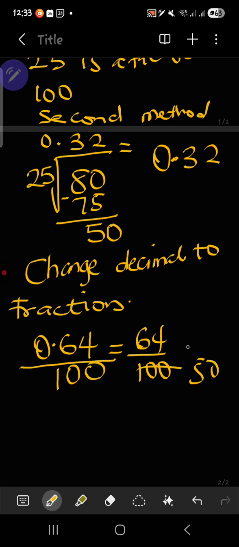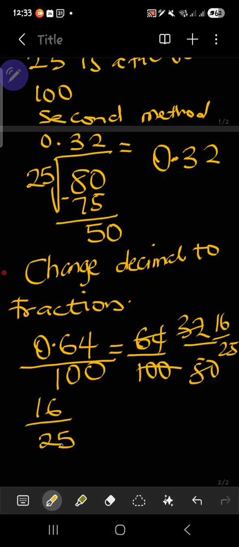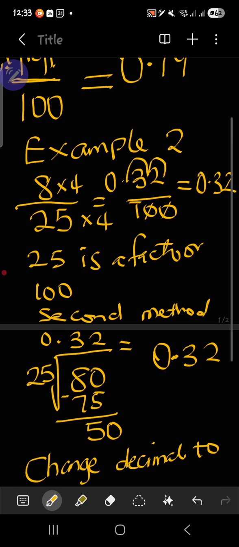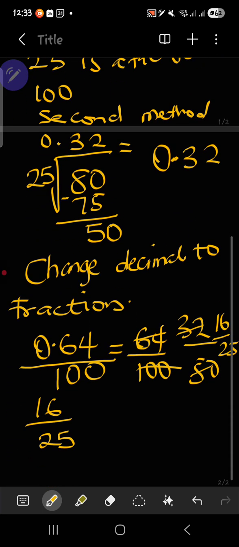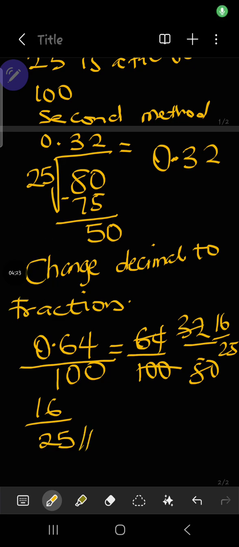This is 50. This is 32. This is 16. This is 25. So 16 over 25. There is no other number that can be divided or that can go here. I don't think there's any other number that can divide both. 4 can't, 3 can't. So there's the final answer.